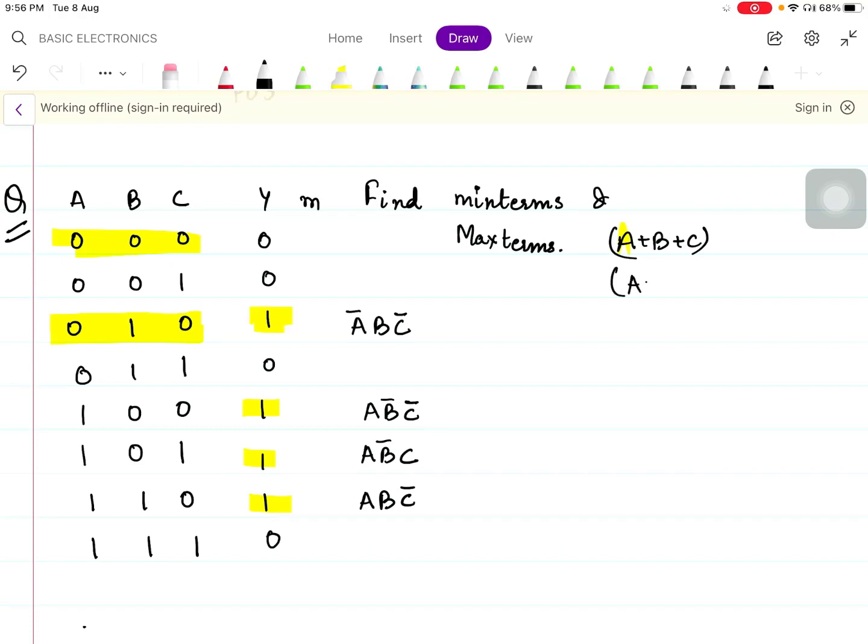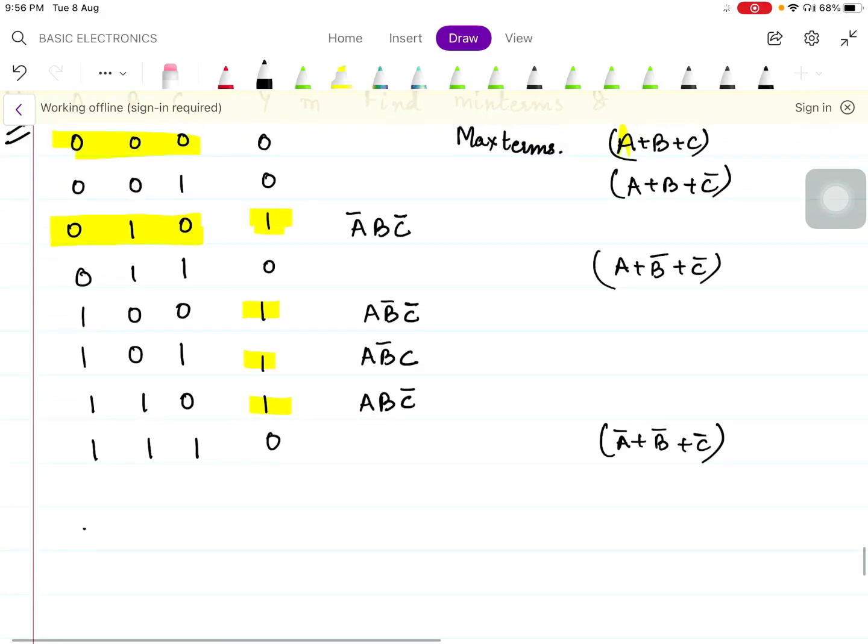Another max term will be A plus B plus C bar. Another one will be A plus B bar plus C bar. Another will be A bar plus B bar plus C bar. Alright, so there will be four max terms and four min terms. If you have to write the sum of product form, you can combine all the min terms. And if you have to write the product of sum form, you can combine all the max terms.